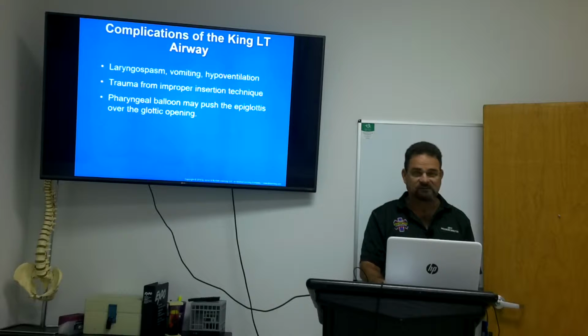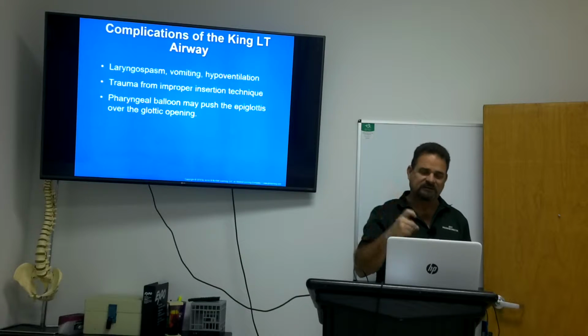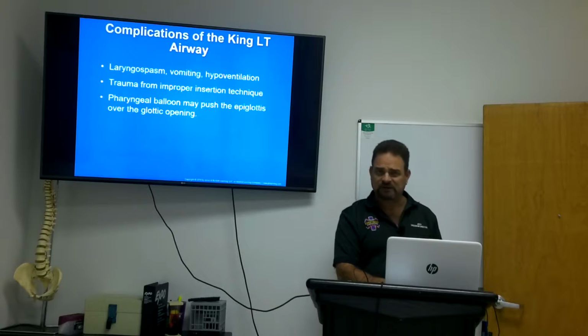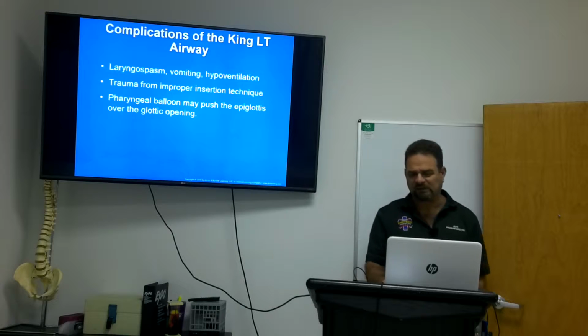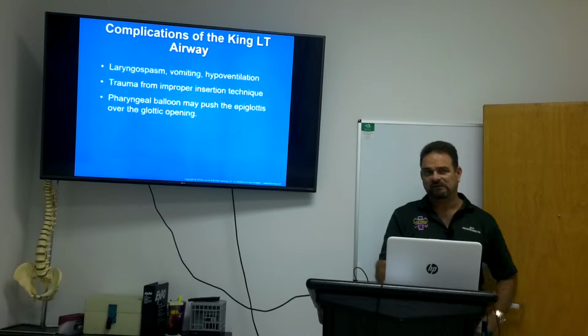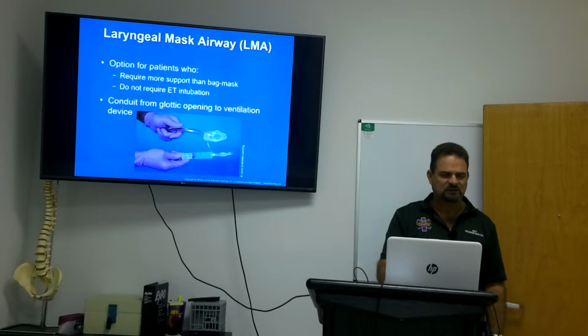Now, I will tell you there is another complication. I have seen them where the tip of it will actually collapse and curl. You need to absolutely make sure that that does not happen. You need to make sure you got chest rise when you're bagging your patient. You need to make sure you're getting capnography when you put the capnograph on it, your waveform, because you got to be picking up end-tidal CO2 with this. Once you've sealed off that esophagus, you should have access to your trachea. You should be ventilating properly. Insertion technique: patient's height and weight determine the size you should use. You'll be doing this on skill drill 15-15.